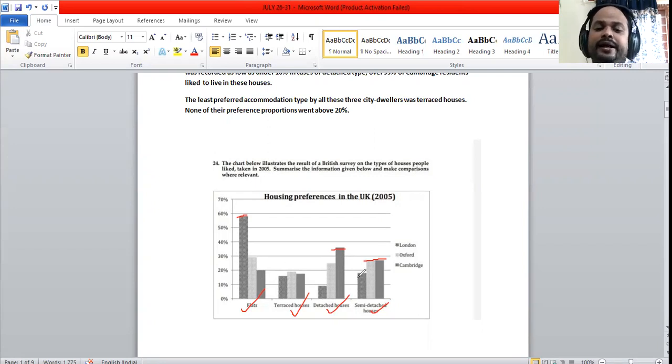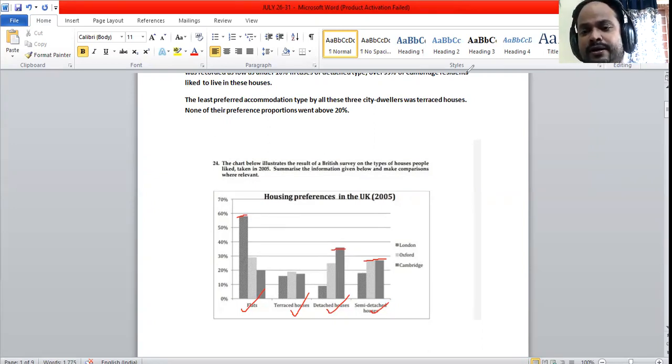So let's see in detail what we can write as an overview of this. You can say there are fluctuations in the pattern. We can say that there is a fluctuation in the pattern of preferences of houses in the UK in 2005 as per the survey taken.